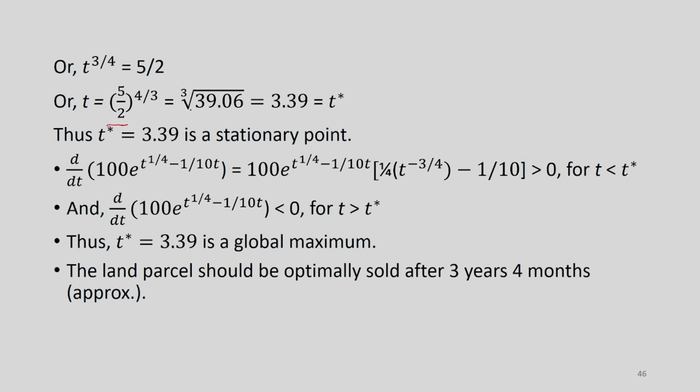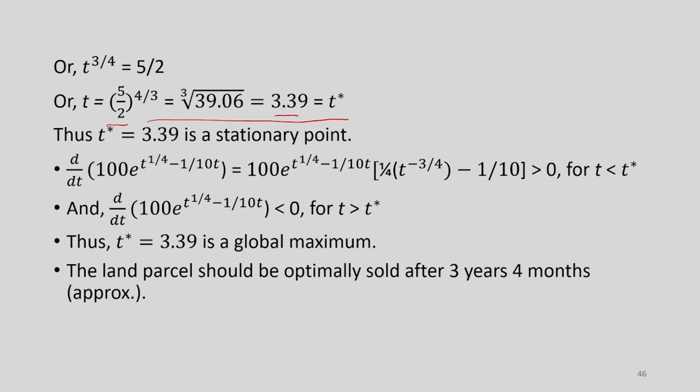It looks a little bit complicated, but it can be found out. If you have a calculator, it can be easily found out, and you get 3.39. I have rounded off to the second decimal place. So, this is t star. T star is equal to 3.39. This is a stationary point. At this point, the first order condition is satisfied. But that is not all.